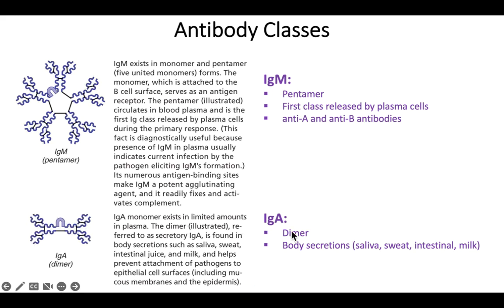But IgA antibodies are best known for being in certain body secretions. These secretions include saliva, sweat, intestinal secretions, and the antibodies that are found in breast milk that can be passed on to babies are IgA antibodies.